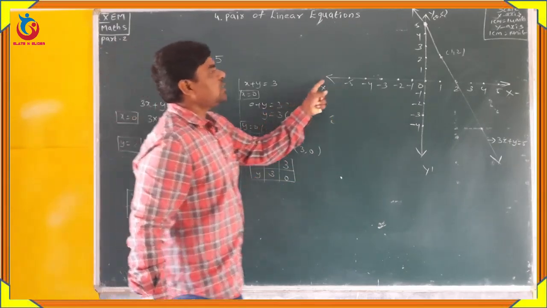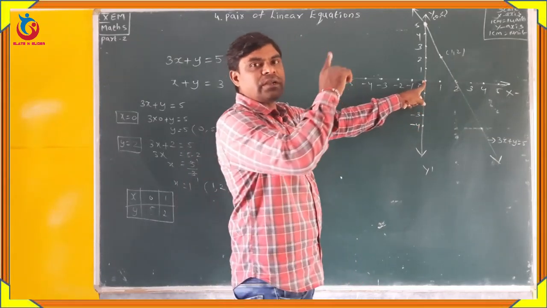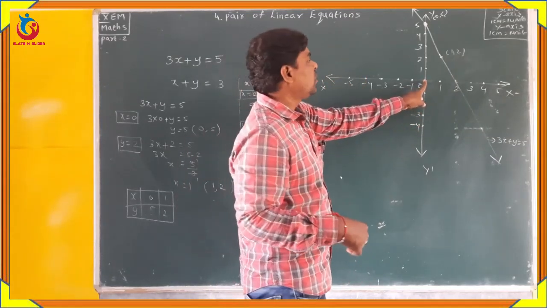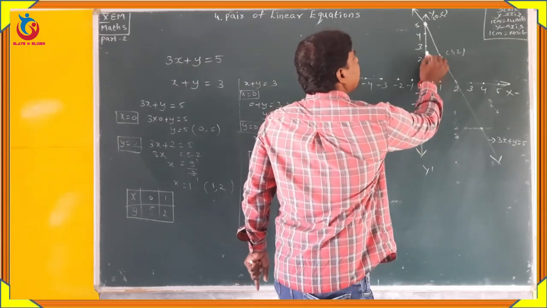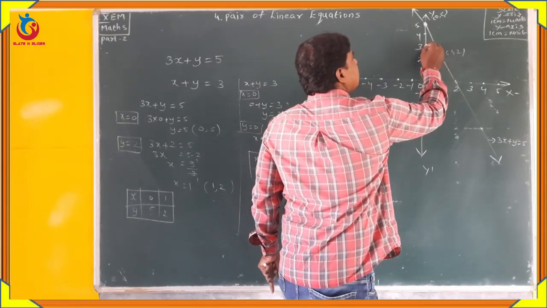0 comma 3, on the x axis we have to stand at 0, and from here we have to move in the upward direction or the downward direction. So from here we have to move in the positive direction to get 3. So this point will be 0 comma 3.